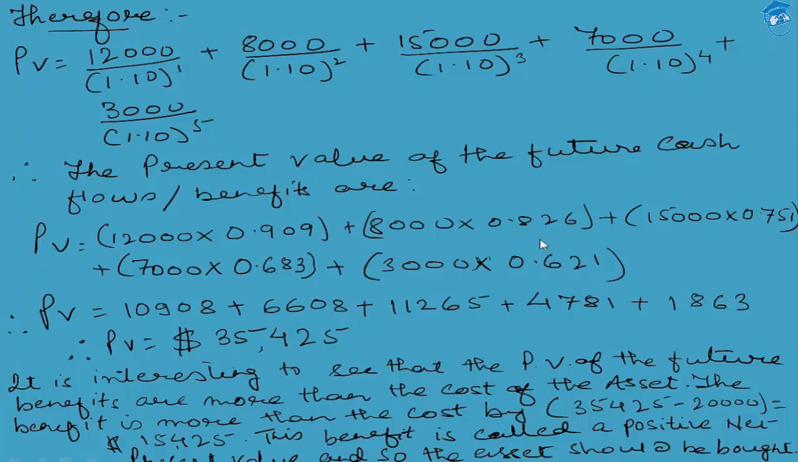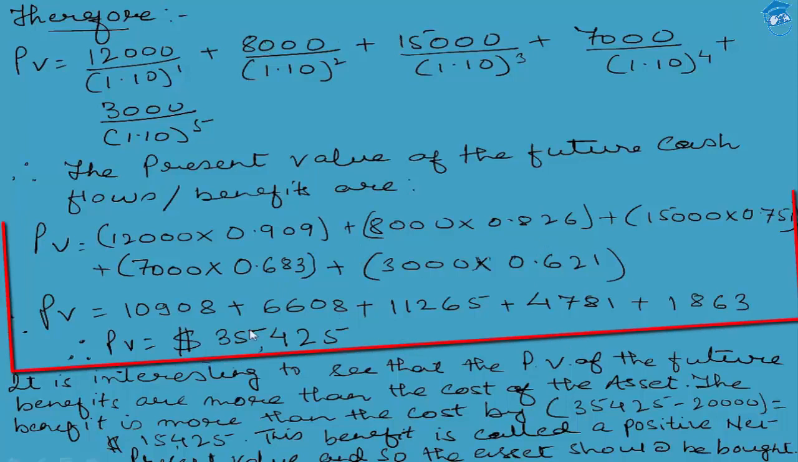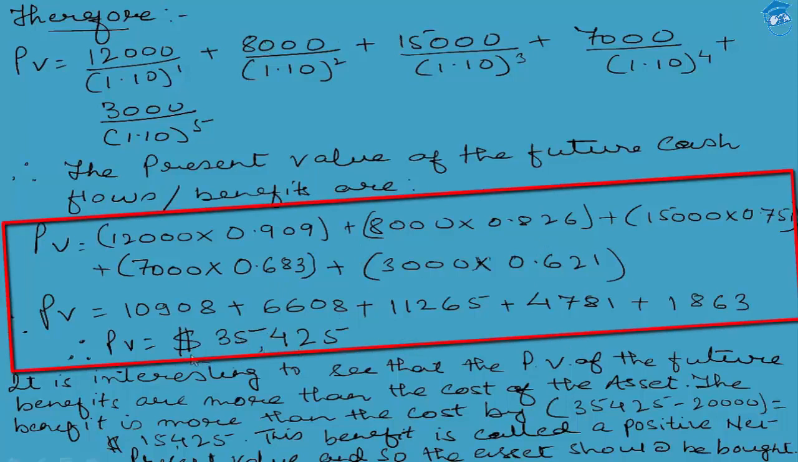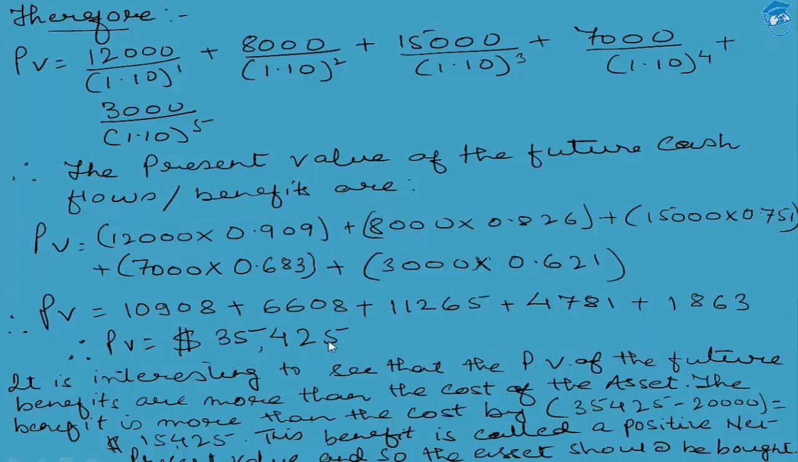So the sum total of the present values of the future stream of uneven cash flows works out to be 35,425 USD. I once again repeat, students, after adding up the present values of the future stream of uneven cash flows, we are getting the present value at 35,425 USD. That represents the present value of the future stream of uneven cash flows, which we have converted to their respective present values against a discounting rate of 10%.